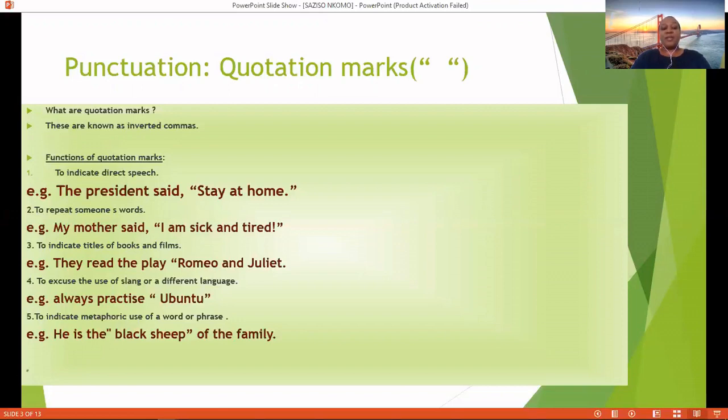Number 5, quotation marks indicate metaphoric use of a word or a phrase. For example, he is a "black sheep" of the family. Black sheep is in quotation marks to indicate the metaphoric use of that phrase. He is not literally a black sheep, but in a metaphor, he is a black sheep, or he is that kind of a person who is different in an unacceptable manner in the family. That is the use of quotation marks.